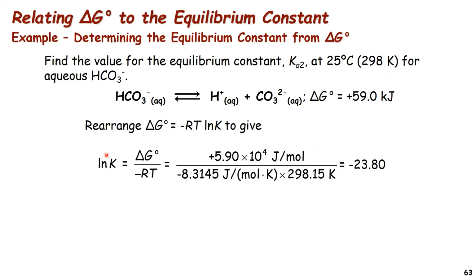Now I want to take the anti-log of the natural log. So this is log base E. So it's going to be E raised to the negative 23.8, which means K is 4.6 times 10 to the negative 11. So is my products or my reactants going to be favored in this case? Reactants? Yeah, right. I mean, this thing is really, really tiny. So very little of it actually dissociates into that. So this is the Ka2.